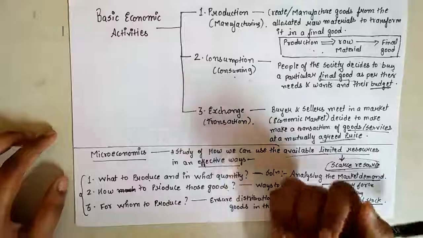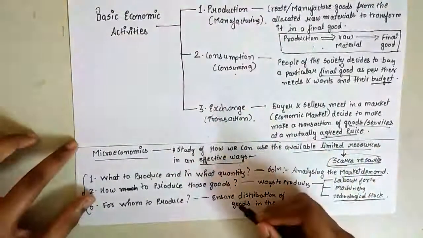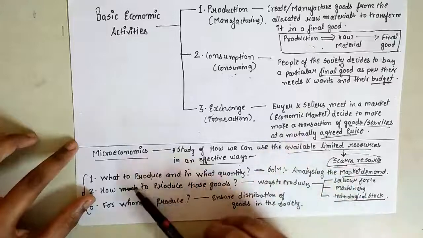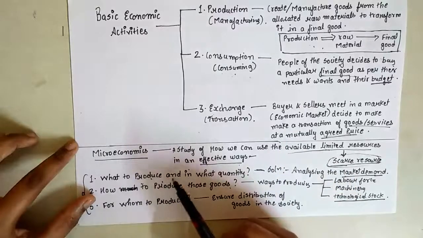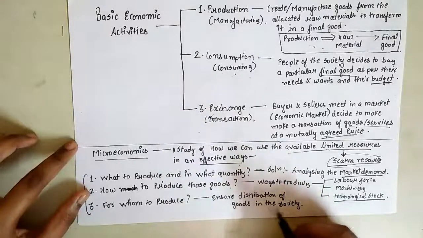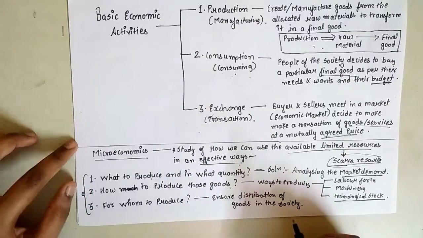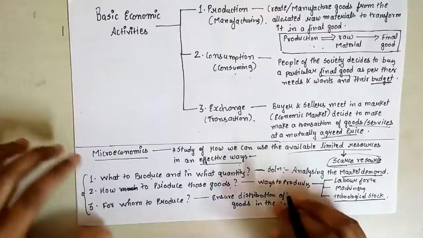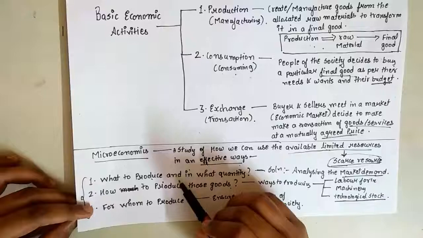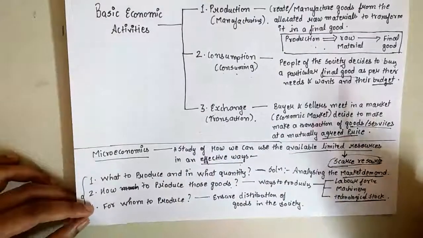And third, for whom to produce. Here we need to ensure the distribution of goods in the society. That means we need to ensure that the distribution of the goods and services we are going to produce reaches the people. Every person should get the benefit of our production, of our services, and vice versa.